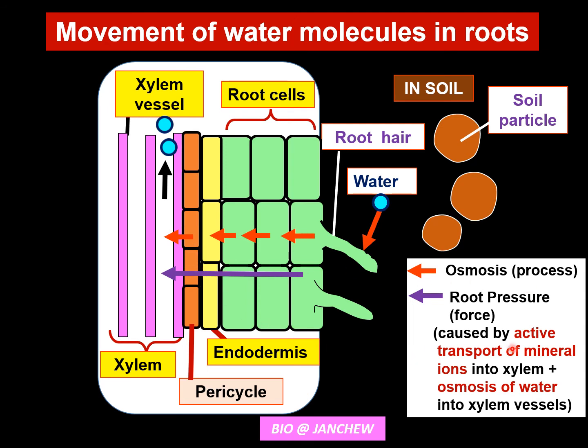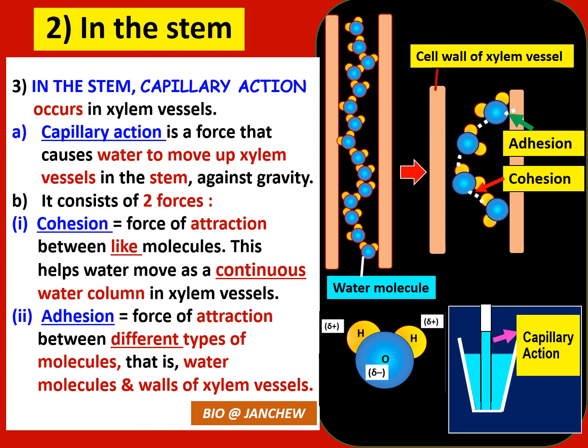And there's also the active transport of mineral salts or mineral ions into the xylem vessels that occurs from the root cells into the xylem vessels, where the mineral ions are actively pumped into the xylem vessels with the use of energy. So we have already discussed the movement of water in the roots and the formation of the force called root pressure, which can push water into the xylem vessels and up the stem.